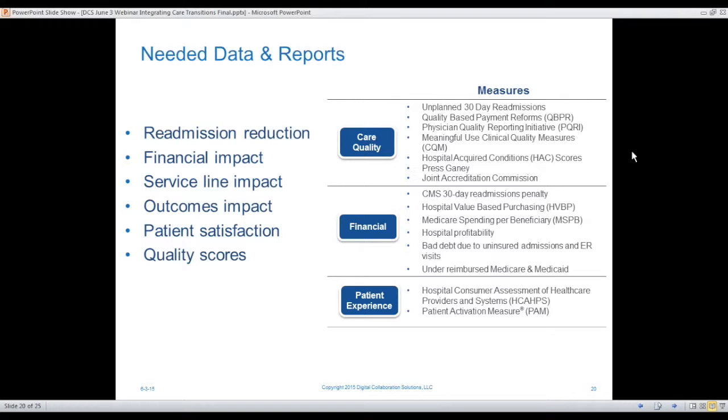And you want to be able to break those down in different ways around different readmissions reduction programs, around different diagnoses, around different service lines, that sort of thing. So you need the flexibility to look at it the way you want to look at it.